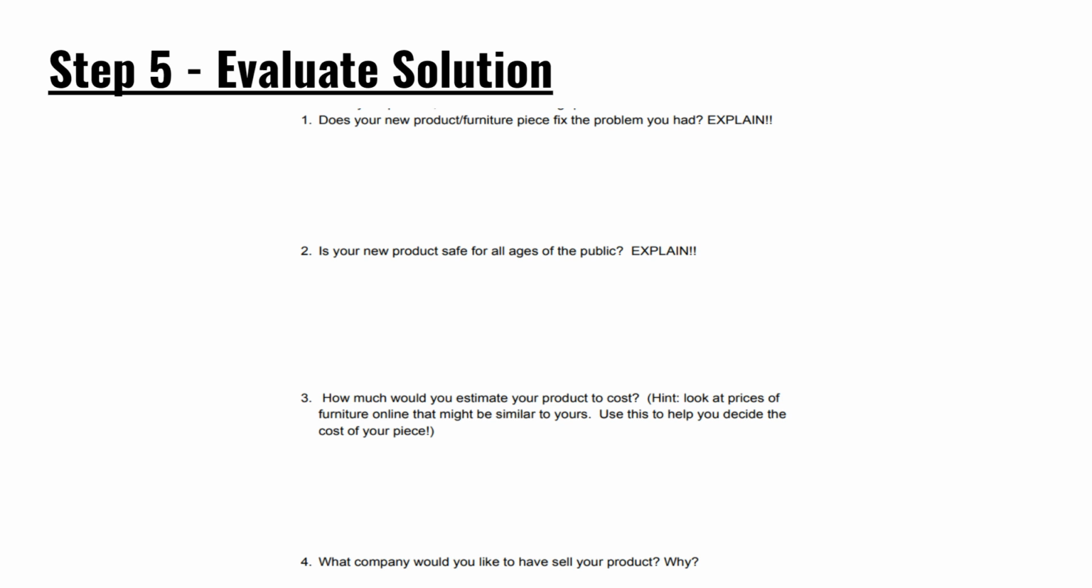Give me an estimate of how much your product would cost. If you need to, you can look up furniture pieces online. You can ask your parents if they've got any of the advertisements that come in the mail, and you can look at how much those pieces of furniture cost, and then come up with a price for what you think your piece of furniture should cost.